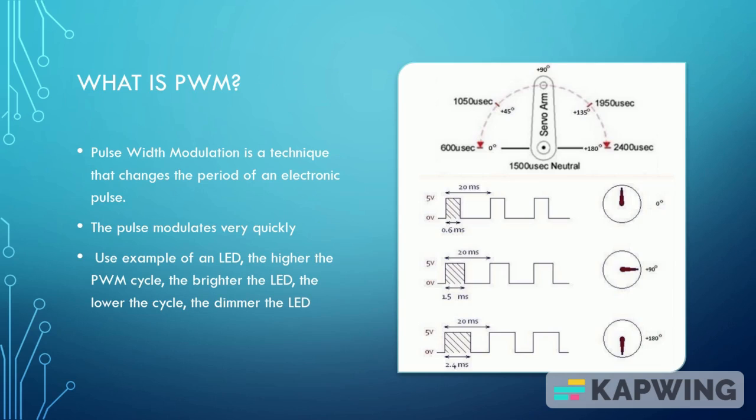What is PWM? Pulse width modulation is a technique that changes the period of an electronic pulse. A good example is an LED. The higher or the more frequent that the pulse is changing, the brighter the LED, and the less frequent that the pulse is changing, the dimmer the LED.